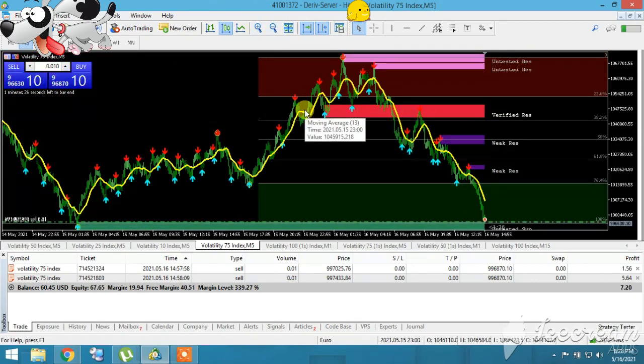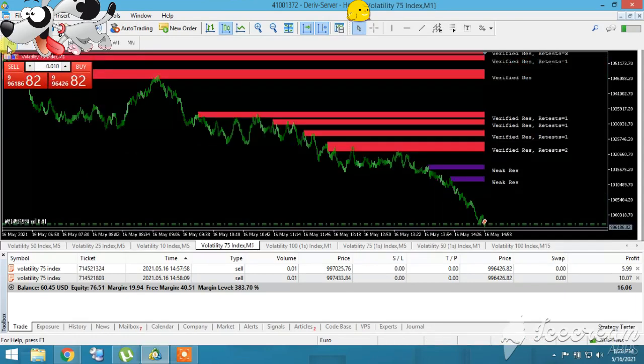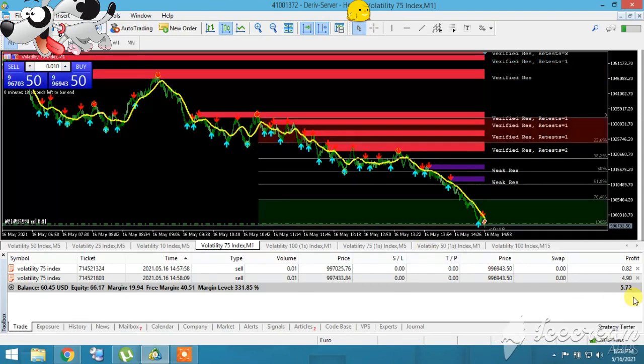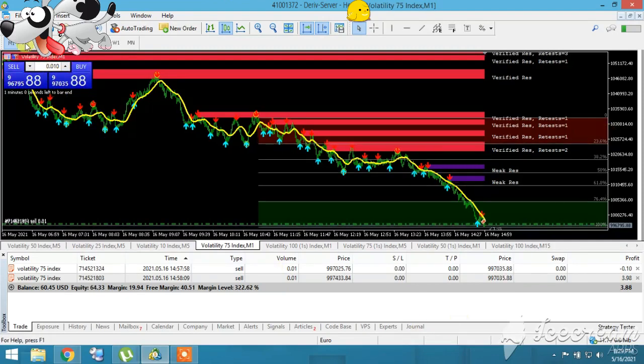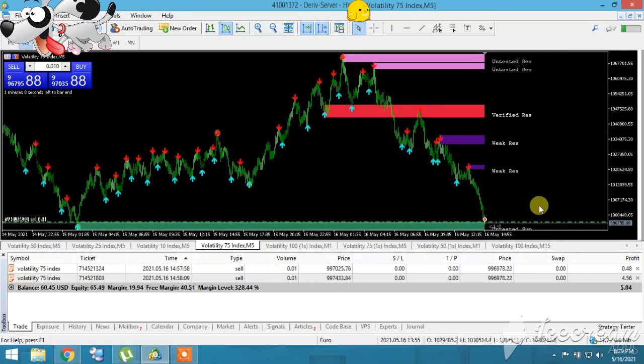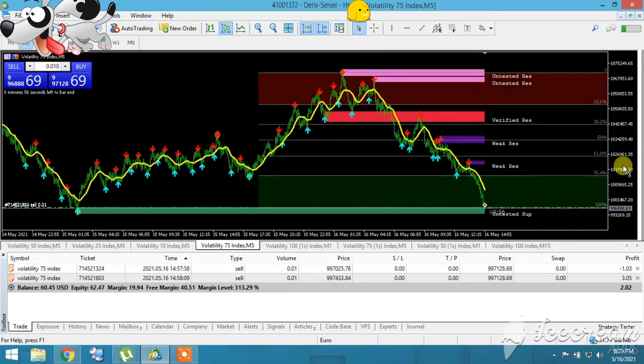Yep, I'm in profit, I'm in profit. Yeah, yeah, baby. Okay, so there was a reason behind this trade. I took this trade on verified support because of the high selling pressure. Yeah, that's why I took this trade.